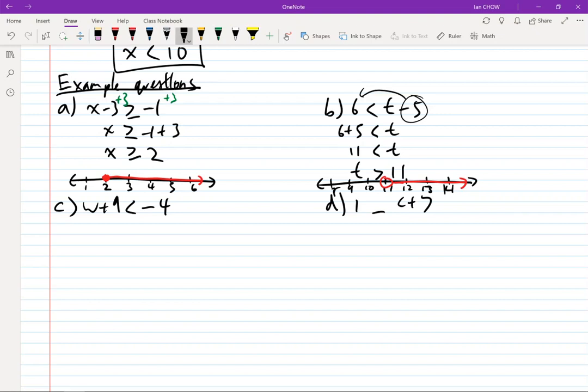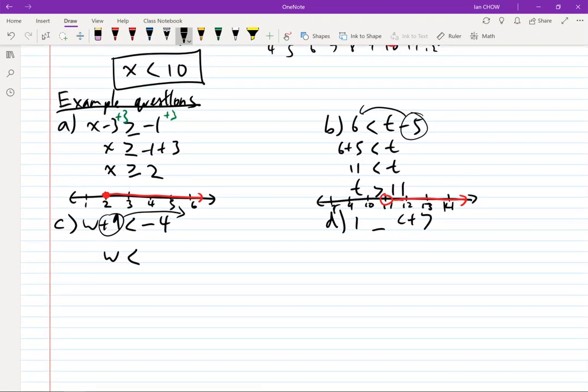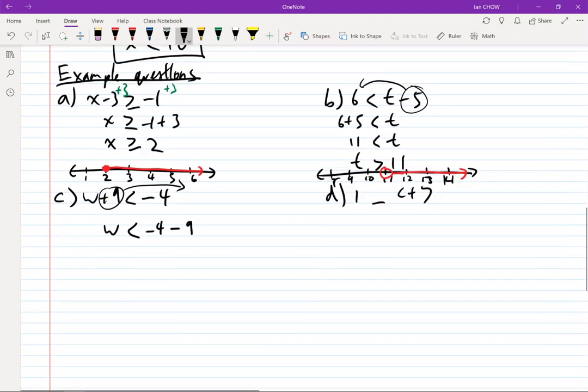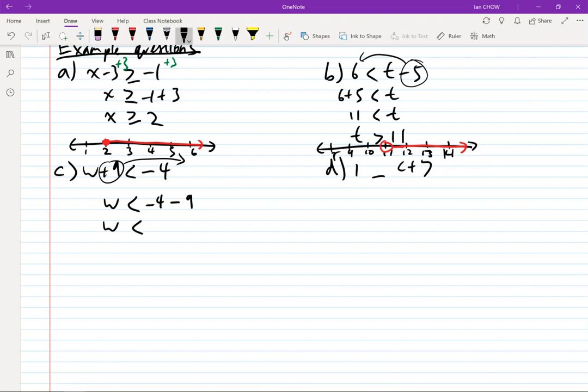Now moving on to C, we have w plus 9 is less than negative 4. And so we want to get rid of the 9 to the other side. And so plus 9 will turn into minus 9 on the other side. So w over here is less than negative 4 minus 9. And so once you combine the like terms, w is less than negative 4 minus 9, which is negative 13.